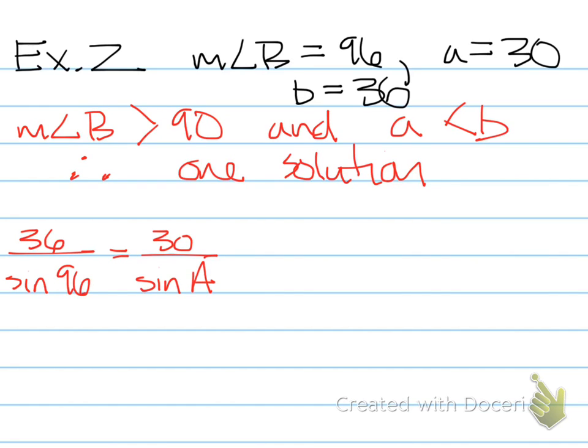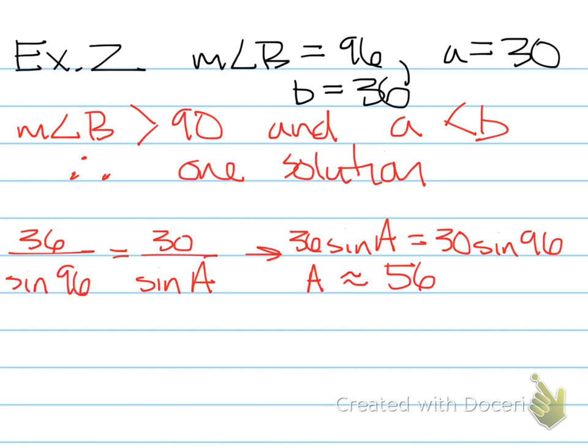So we just use the law of sines. 36, which is the measure of b, over sine of 96 equals a, which is 30, over sine of A. And we're trying to solve for angle A. Cross multiply, then divide both sides by 36, and then take the sine inverse of that quantity, and we'll get approximately 56. Now that we know two of the three angle measures, we can add those two angles up, subtract that quantity from 180, and we get 28 for the measure of angle C.